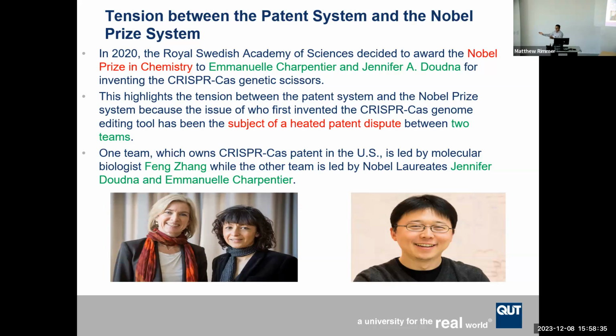So one team has the patent. They are the official inventors of CRISPR-Cas, and the other team has been awarded the Nobel Prize for their contributions to this field. So the patent system and the Nobel Prize system are not aligned.